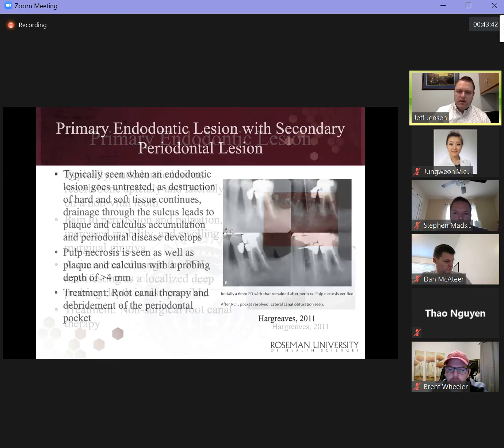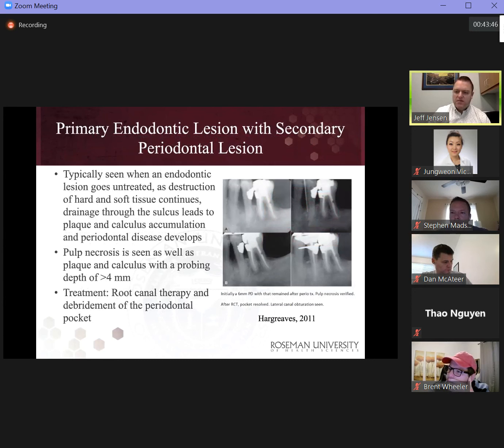On a primary endo, secondary perio, you see that tissue destruction, but then on top of that, because of that loss of attachment from like a sinus tract, now you have calculus and plaque accumulating in that area and causing more destruction. So this is more than simply just a draining sinus tract. This is something that's been there for a long period of time, and now you're seeing calculus and plaque build up in these pockets, causing more attachment loss. Okay, does that make sense? Does that differentiation make sense?